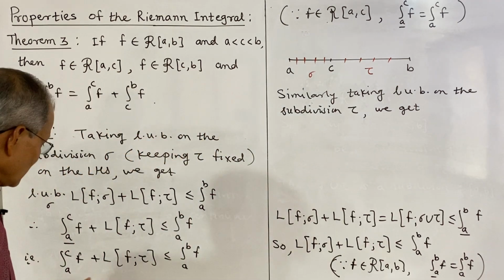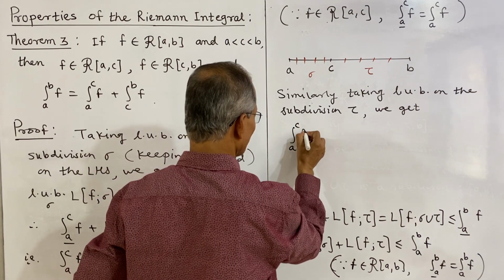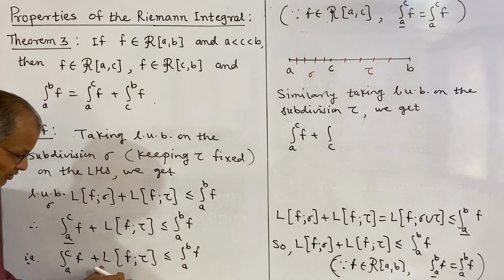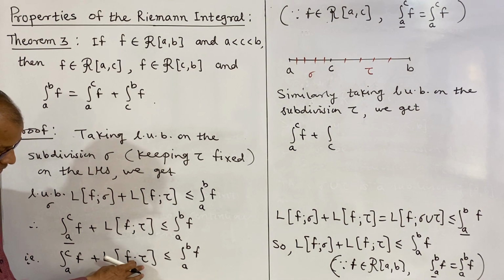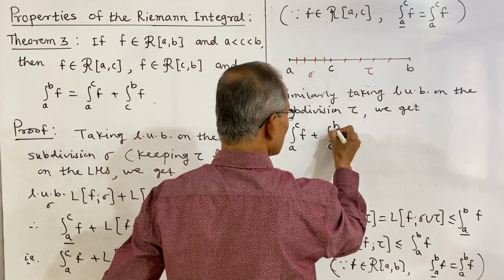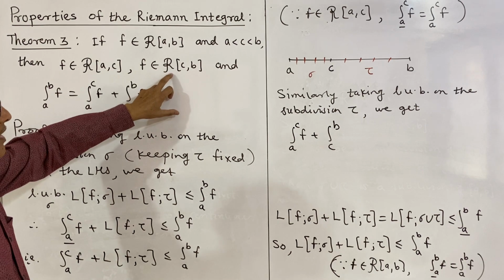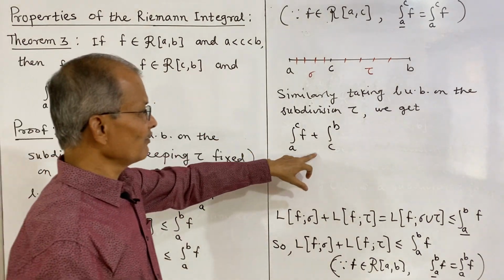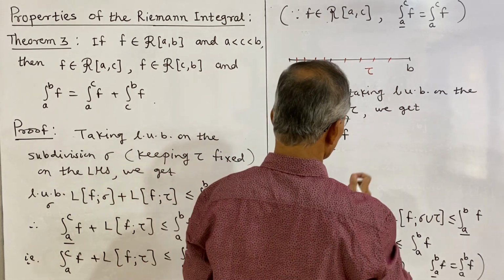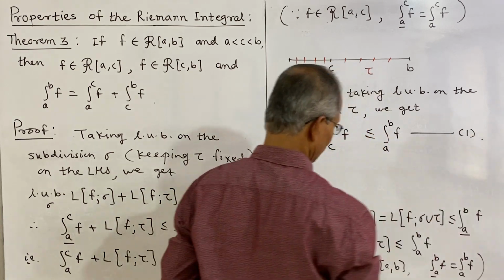Now see, the first integral will be as it is, integral a to c of f, plus the second, on taking the LUB on tau, will be LUB of L of f over tau, that is the lower integral from c to b. But the lower integral from c to b is the same as the integral from c to b, because f is Riemann integrable from c to b, and therefore we get integral c to b of f is less than or equal to the right side, which is less than or equal to integral a to b of f, and we suppose this result as 1.